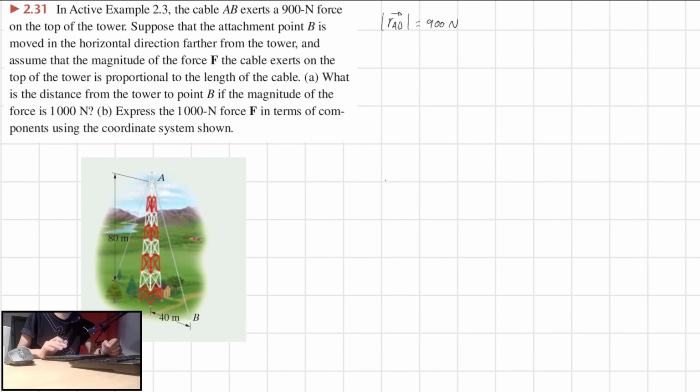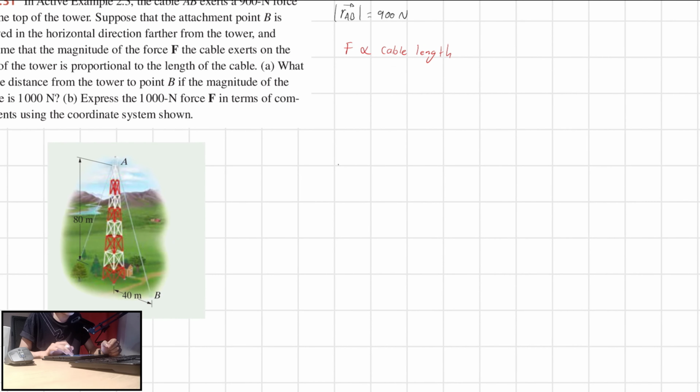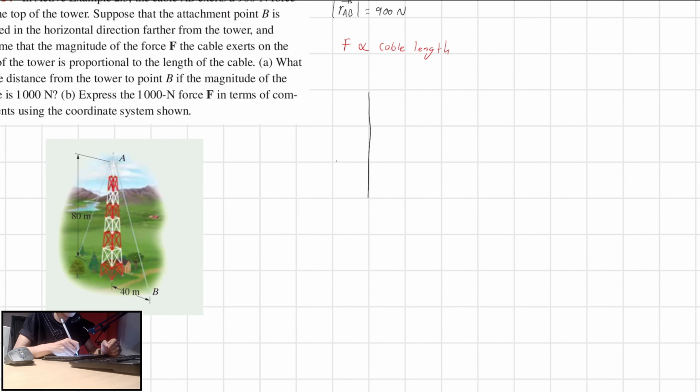They are telling me a pretty important statement, which is that the force is going to be proportional to the cable length. Right? This is pretty important. The second thing, they are asking for the distance. We're going to explain that in a second because I think it's better for us to see it graphically. Right here we have our point A and our point B, A and B.